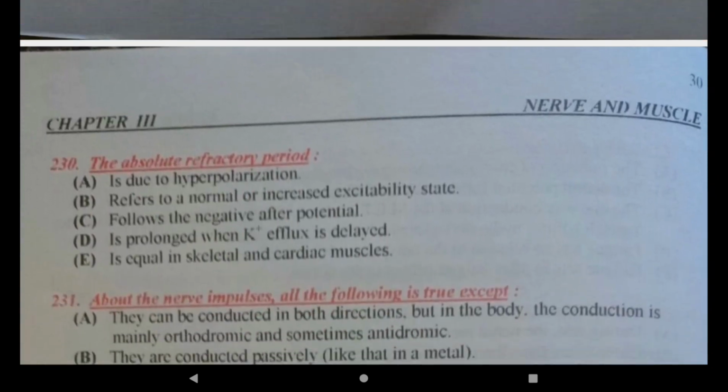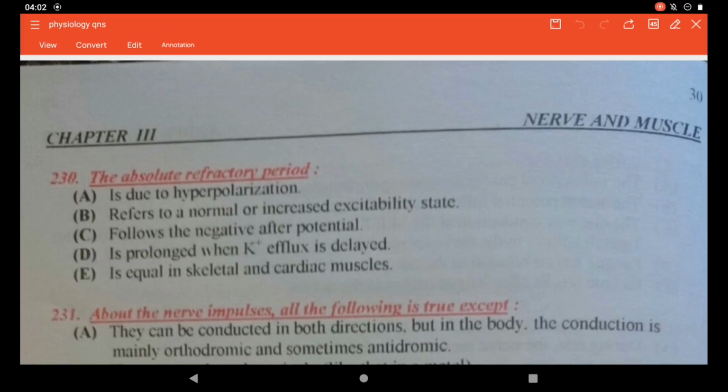Number 230. The absolute refractory period, A, is due to hyperpolarization. B, refers to a normal or increased excitability state. C, follows the negative after potential. D, is prolonged when potassium efflux is delayed. E, is equal in skeletal and cardiac muscle. The most correct answer here is D. Is prolonged when potassium efflux is delayed.